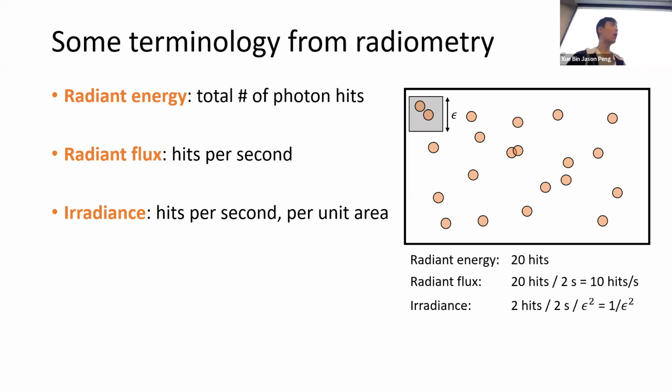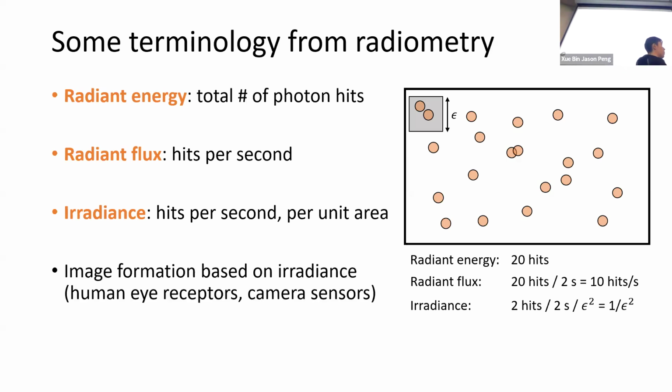Now, one of the reasons why we might be interested in irradiance is that irradiance is ultimately what determines the color that we should assign a given point in our image. So for light receptors, like the human eye or the camera, the color that we assign a particular pixel, a particular point in this image, will be determined by the irradiance, how much light is going to arrive over a small area in our image.